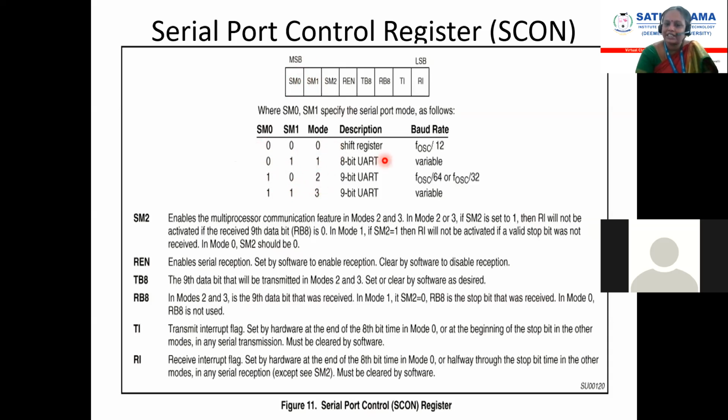Mode 0 is a shift register. You all know baud rate. What is baud rate? Baud rate is how many bits per second we send or receive data. Here the baud rate is the oscillator frequency divided by 12 and is fixed. In mode 2 the baud rate has two ranges, divided by 64 or divided by 32. And in the variable case, various ranges of baud rate are possible. So the first one is shift register operation.